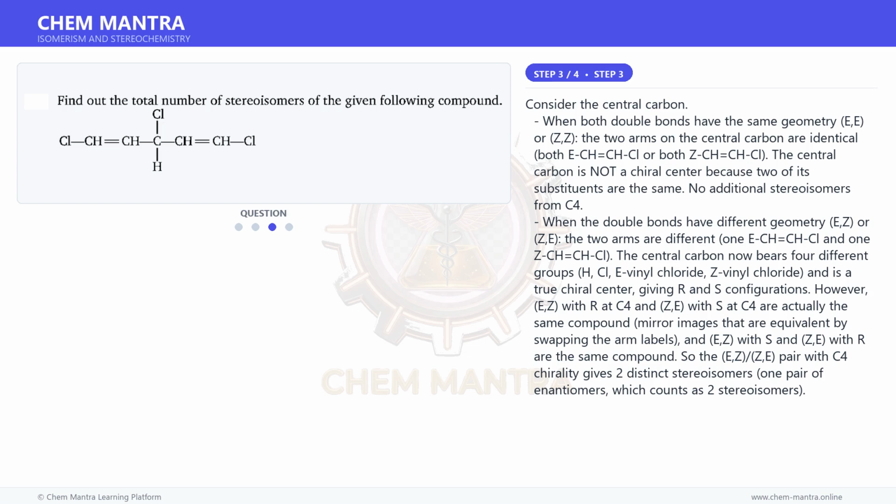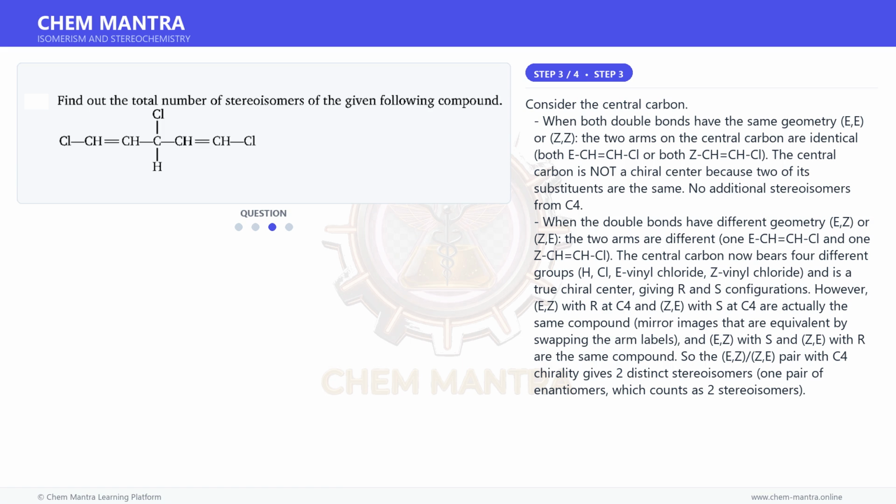Consider the central carbon. When both double bonds have the same geometry, E,E or Z,Z, the two arms on the central carbon are identical, both E-CH=CHCl or both Z-CH=CHCl. The central carbon is not a chiral center because two of its substituents are the same. No additional stereoisomers from C4.